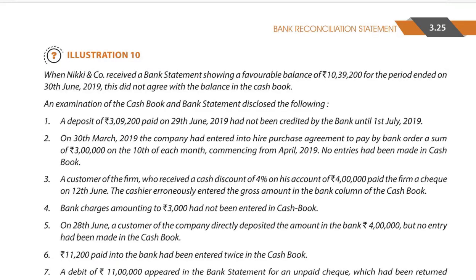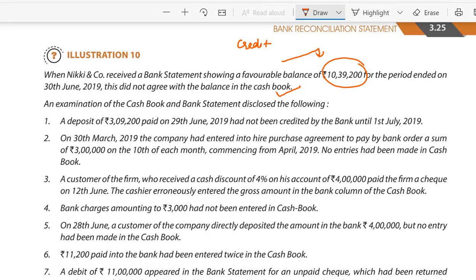Let's see illustration 10 now. When Nikki and company received a bank statement showing a favorable balance of 10,39,200 for the period ended on 30th June 2019, this did not agree with the balance as per cash book. An examination of cash book and bank balance disclosed the following information. So over here, what we have given is a bank statement showing a favorable balance. That means this is a bank statement. Favorable balance means credit balance and positive balance.